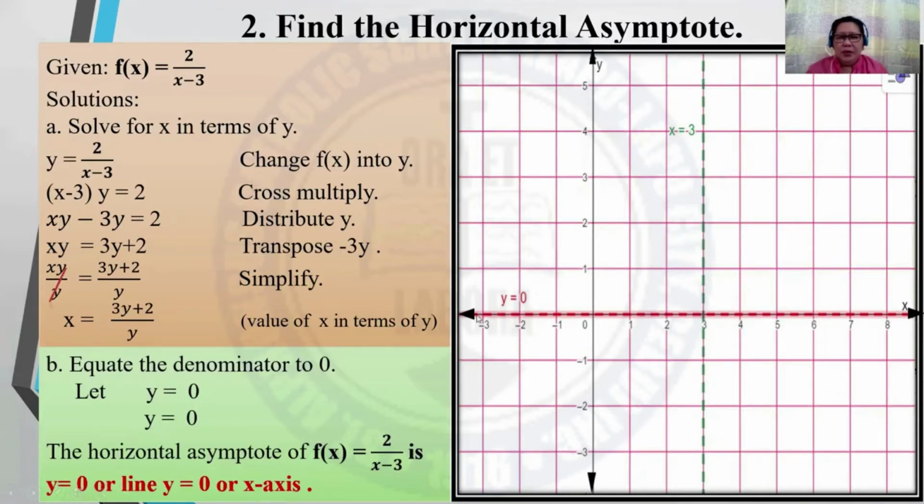So, you draw a dotted line or a broken line on the x-axis and mark it as y is equal to 0 to represent the horizontal asymptote.